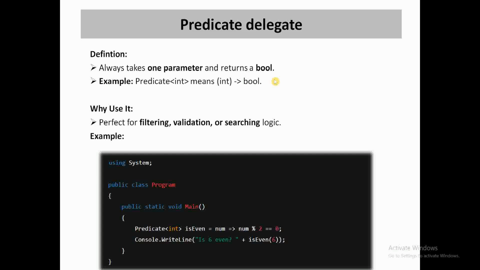Rather than this, it will not give any value, not any integer value, not any string value. It will give us only a true or false value, that is a boolean value. Here is the example, that is a predicate, and we are using only one parameter, that is int, meaning integer, and the return type is bool. So why use it? It is perfect for filtering, validation or searching logic.